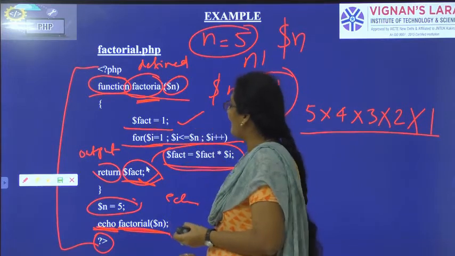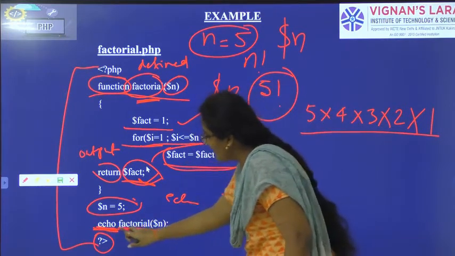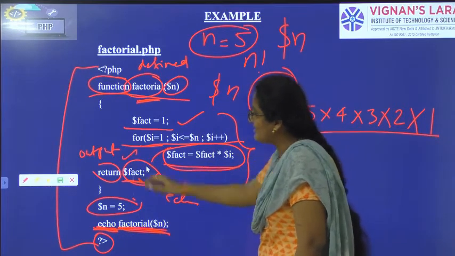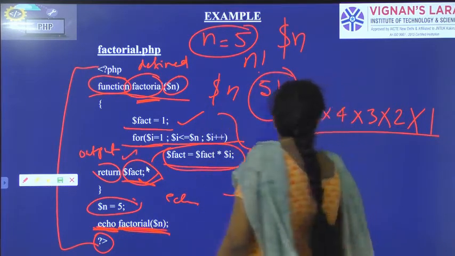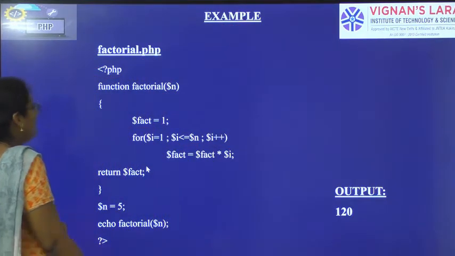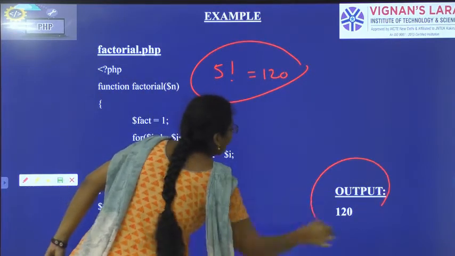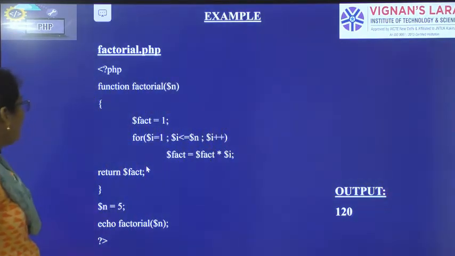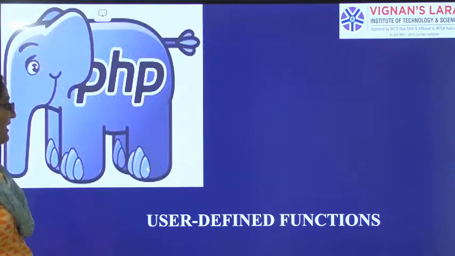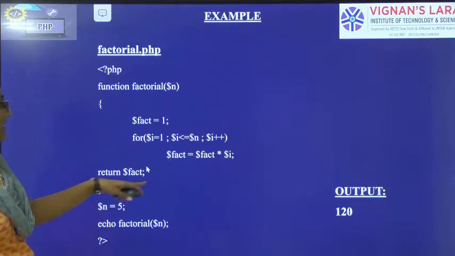This is the syntax of the function. This and all is the code for finding the factorial. The echo statement is used to print the output. So return is to get the value from the program. So what will be the output of this program? 120. So 5 factorial equals 120. This is the output of the program. So user defined functions, syntax, example for user defined function. I have found the 5 factorial, 120, using a user defined function.